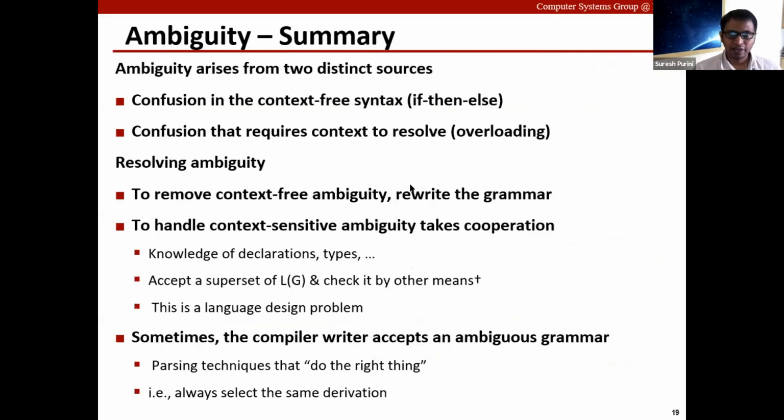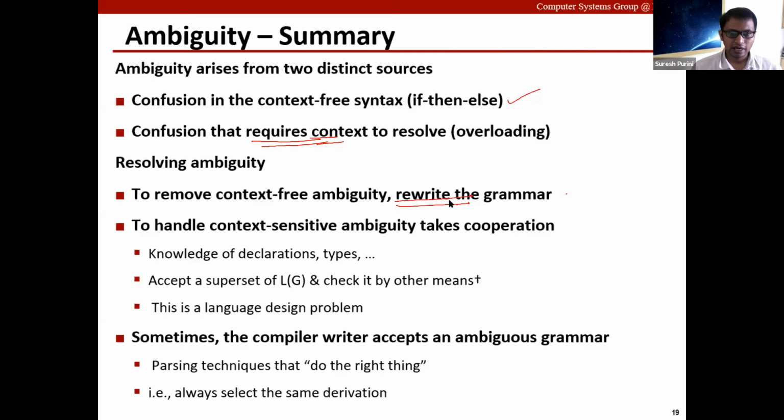So this is the summary. Ambiguity arises from two distinct sources. One is confusion in the syntax, the context-free syntax. That is what we have seen with respect to expression grammar and with respect to if-then-else statements. And then the second kind of ambiguity is what we have seen just now, and in order to resolve that ambiguity, we require some context. Okay, and how do we resolve the ambiguity? Number one, we rewrite the grammar. That is one approach.